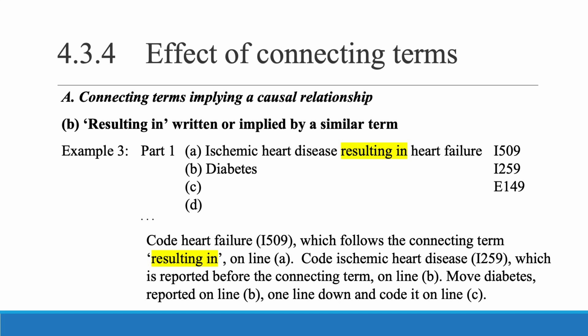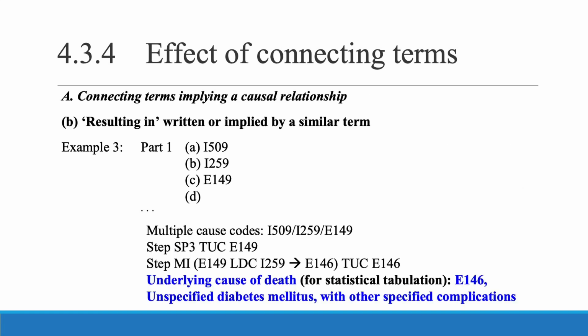Code ischemic heart disease, which is reported before the connecting term, on line B. Move diabetes, reported on line B, down one line and coded on line C. It's exactly what the instructions said, and there you can see it applied. Let's look at the coding without the causes of death.